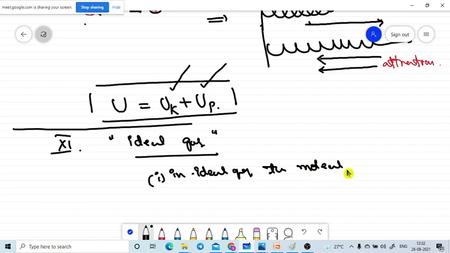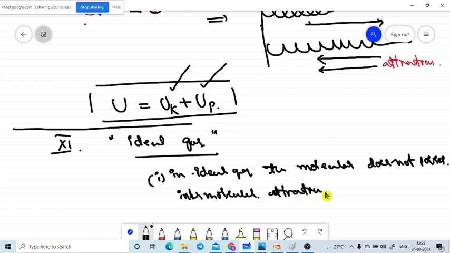the molecules do not possess intermolecular attraction or repulsion. They don't have any attraction force or repulsive force. What does it mean?